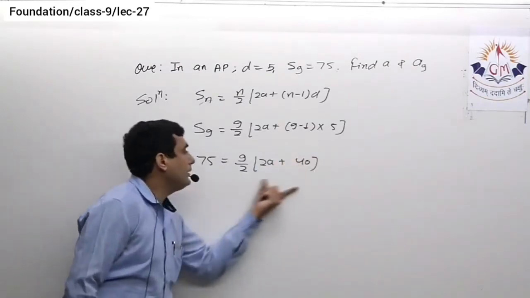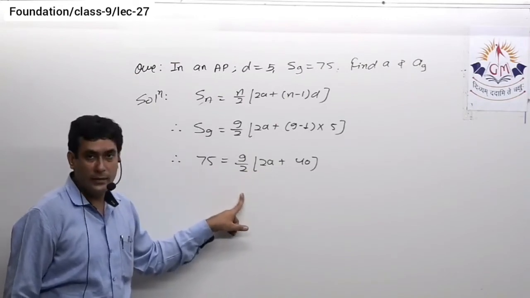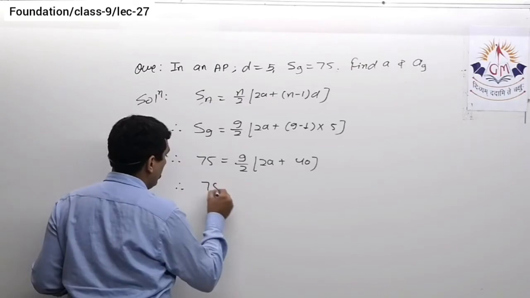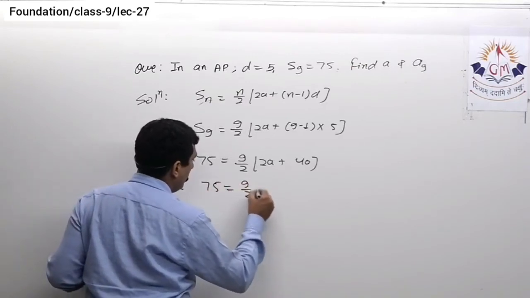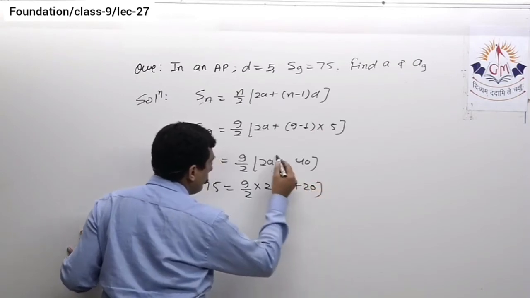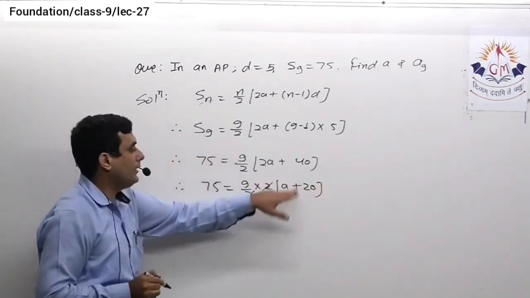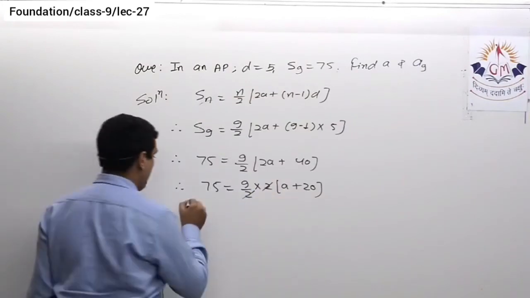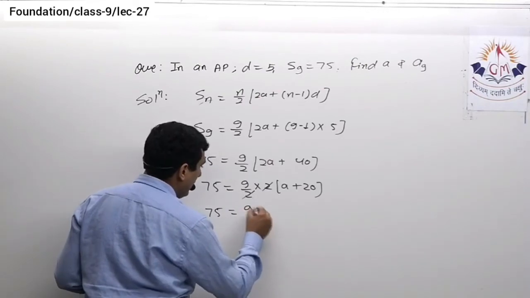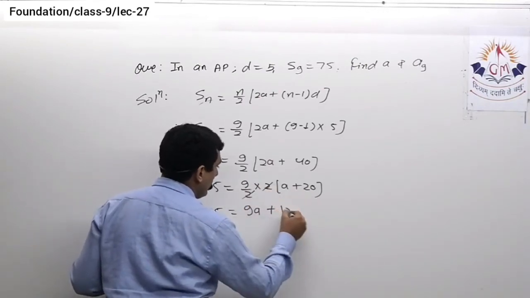So now you can see this is an equation in a single variable in which a is the variable, so I'll definitely get a. Okay, so here 75 is equal to 9 by 2 into 2, a plus 20. What I did, I took 2 common, so that I can cancel these 2. So here I'll be left with a plus 20. So 75 is equal to 9a plus 9 into 20 is 180.